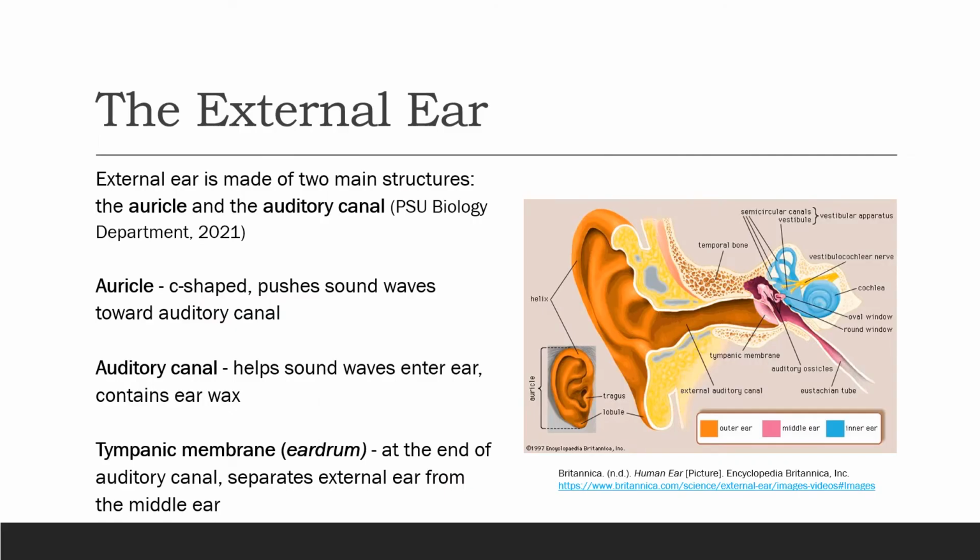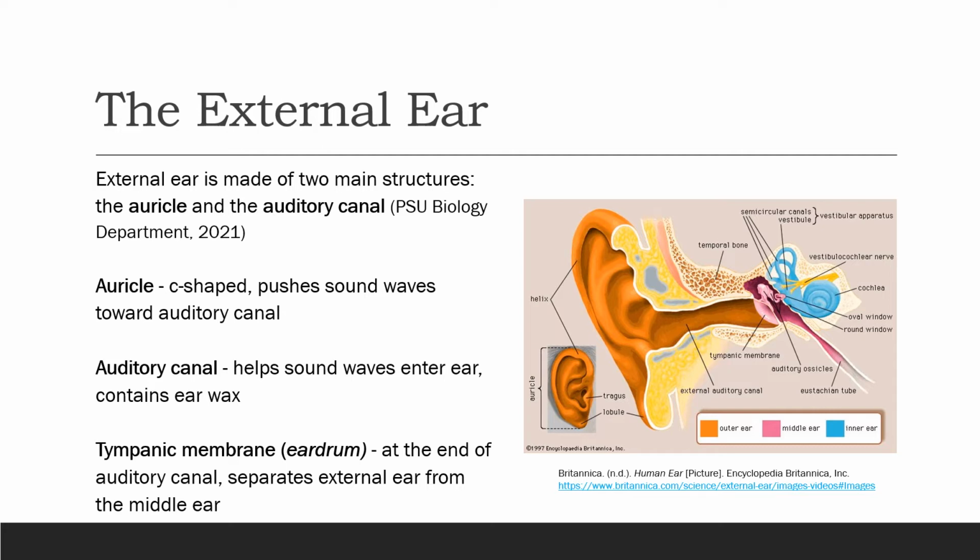The outer ear contains two main structures, the auricle and the auditory canal. The auricle is a C-shaped curve of our outer ear. It is this C shape of the auricle that helps to push sound waves towards the auditory canal. The auricle is made up of three sections called the helix, the lobule, and the trachea.